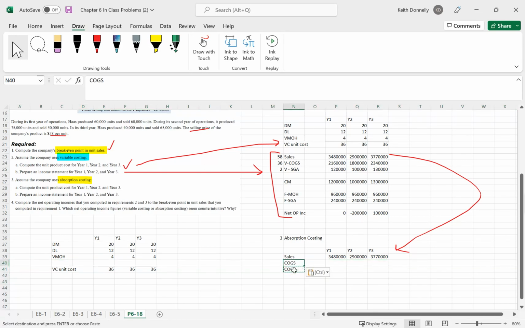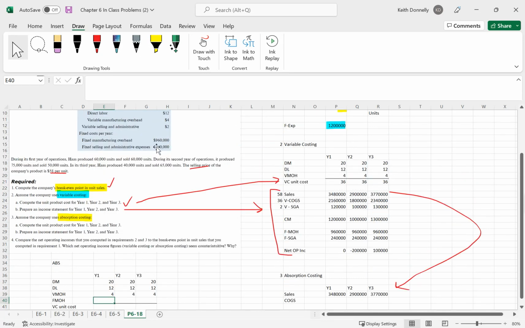So let me explain to you real quick what's going on. We're now doing absorption costing. We've got to figure out the per unit cost built in. They're asking us to do it again, not a big deal. It's the same as above, but we've got to add into there our fixed manufacturing overhead. So that amount is a flat 960.